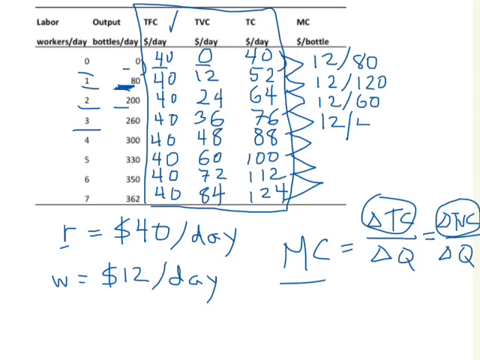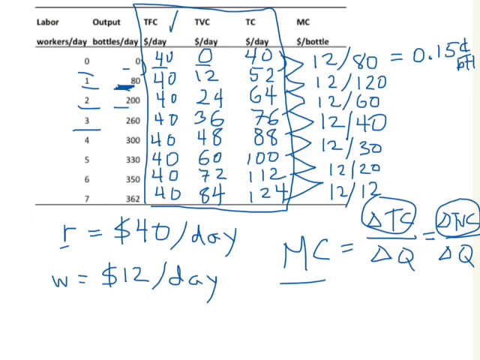12 divided by 40, 12 divided by 30, 12 divided by 20, and finally 12 divided by 12. All right, so what's going to be the price of these bottles, or the marginal cost of the bottles, which tells us the seller's reservation price, just as we learned in class today, 0.15 cents per bottle. Or actually $0.15 per bottle, right? 15 cents, but $0.15.